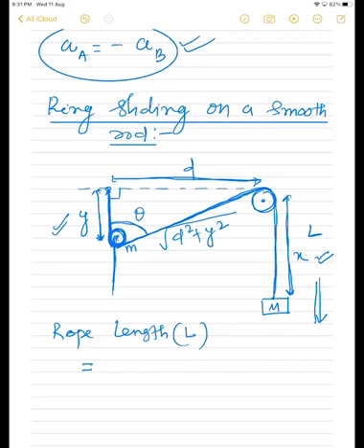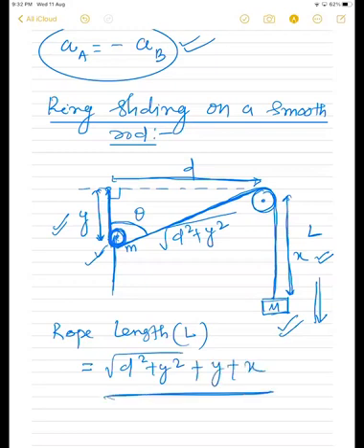Students, see here. If this ring, this m, will go up, right? Then this block will also come down, yes or no? Are all able to understand or not? Yes, sir. Then the total length of the rope is going to be y plus this length, that is the square root of d squared plus y squared, then plus x, right? Then the total length L is equal to the square root of d squared plus y squared, plus y on the left side and x on the right side. All understood this part?